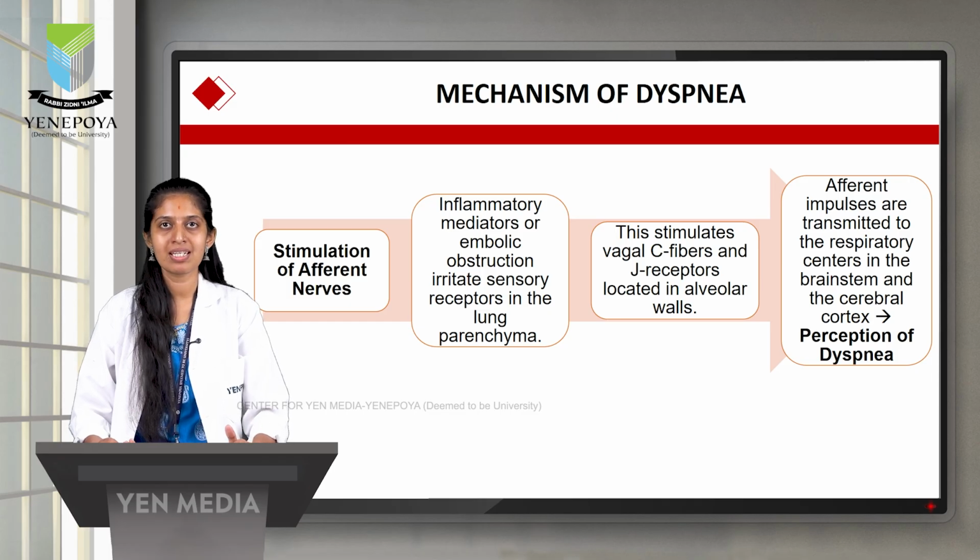and further you will see stimulation of C fibers and J receptors, which are present in the alveolar walls. Once these fibers or J receptors are stimulated, the impulses generated in the afferent nerves are transmitted to the respiratory centers present in the brainstem and the cerebral cortex. That's where you see the perception of dyspnea. That is the first mechanism of dyspnea from the physiological aspect.